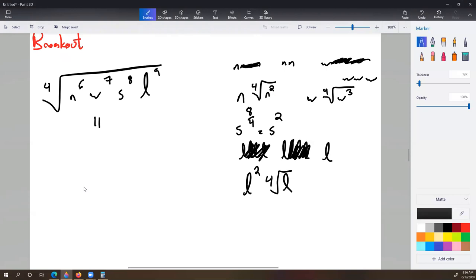So I have an N, I have a W, I have S squared, I have L squared, and now what's left over on the inside? We have N squared, W cubed, that was a terrible W. I can do at least a little better than that. All right, no S's, and I have one L.